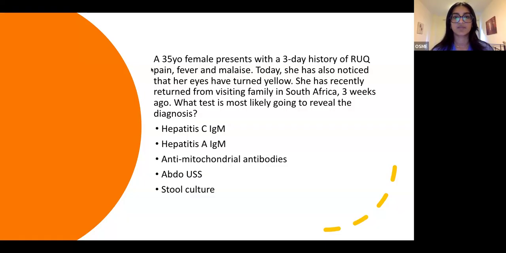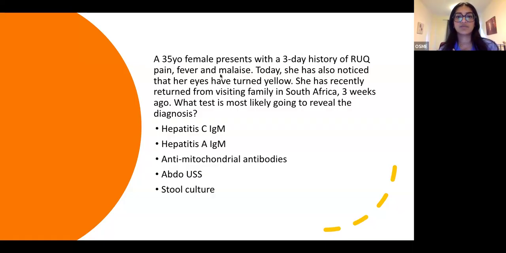Okay, so a 35-year-old female, so quite young, presents with a 3-day history, so an acute, very short history. Right upper quadrant pain, we're thinking gallbladder or liver, fever, infection, and malaise. Her eyes have turned yellow, so she's got scleral icterus. That tells me that she's jaundiced.